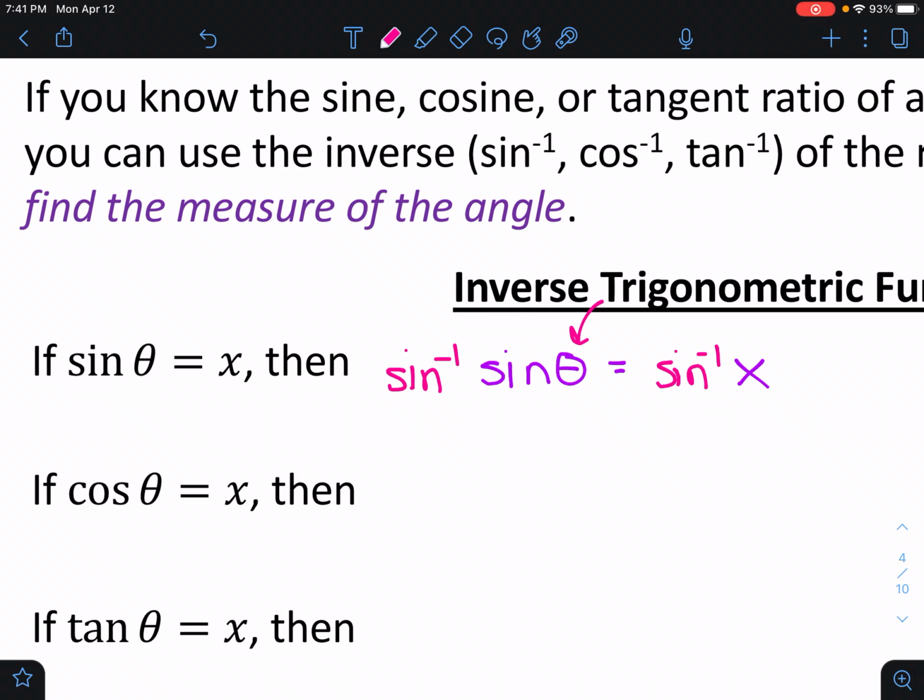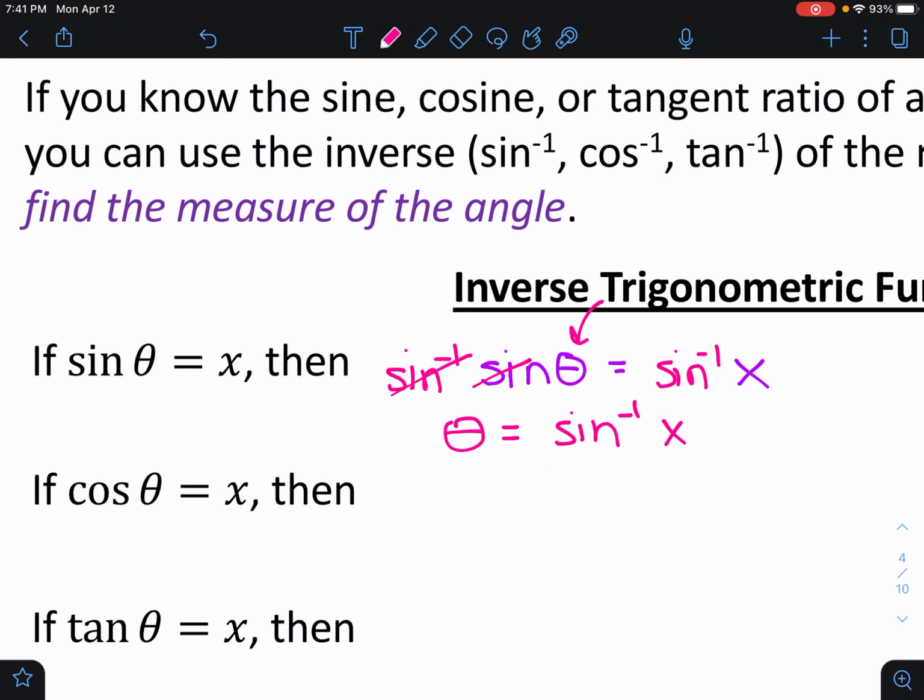Okay, and I'm going to notice I wrote it in front of this x. Okay, so the inverse sine of both sides. These would cancel, and so then theta is equal to the inverse sine of x, and this would tell me my angle. You're like, well, cool, what's inverse sine?